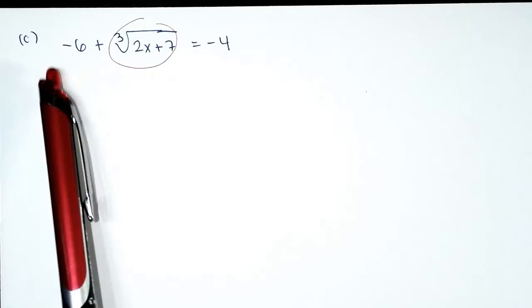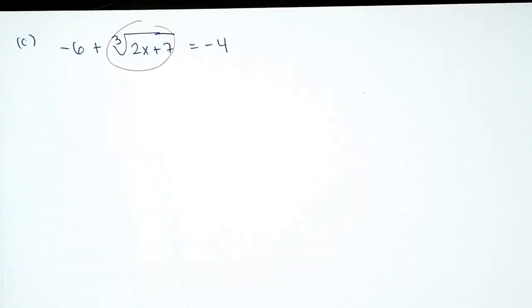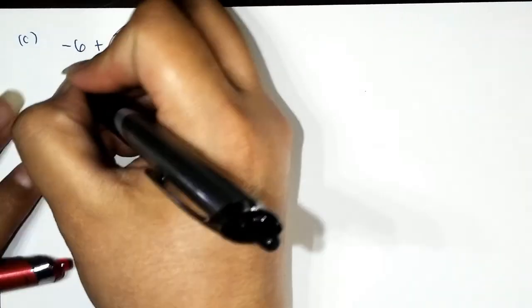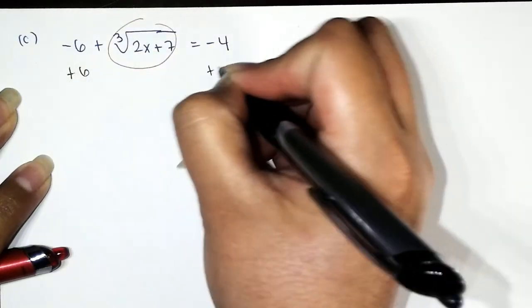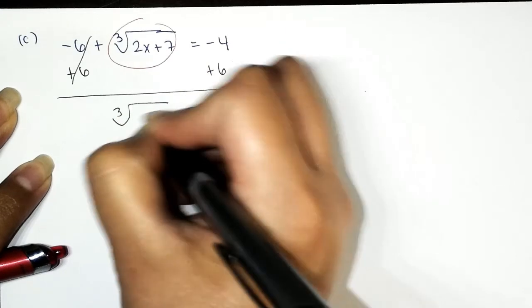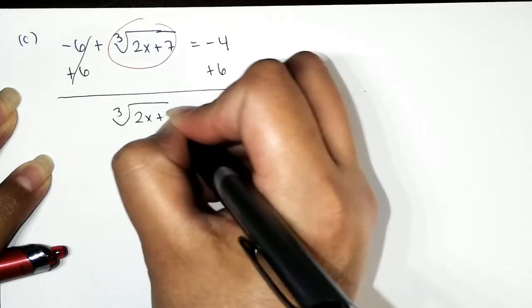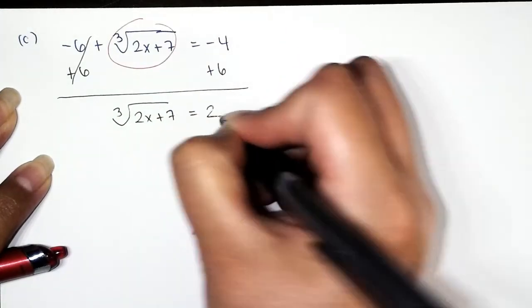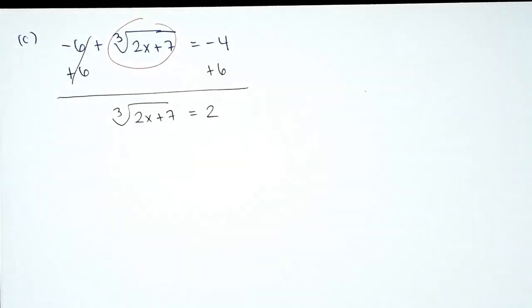To undo the 6 that's being subtracted from the radical, let's go ahead and add it to both sides. So we're going to add 6 to both sides. And that will leave us with cube root of 2x plus 7 is equal to, what am I? 4. I mean, 2. Sorry. I'm glad that I wrote it correctly.